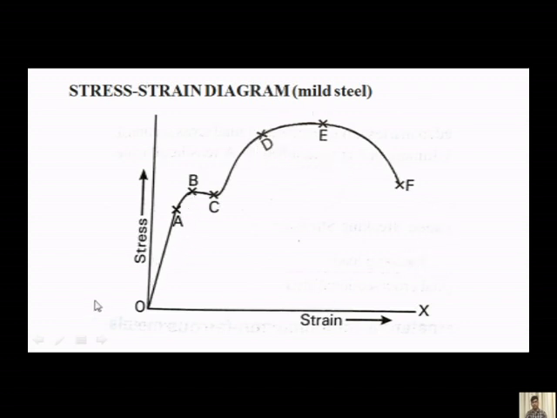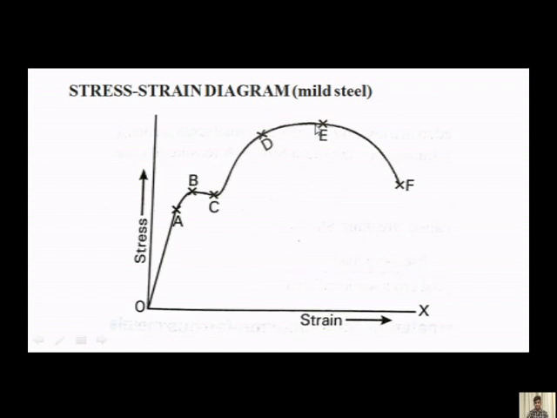See here, there are points. It starts with O, A, B, C, D, E, F. There are totally 6 points where the behavior of the material, or the mechanical properties, exist.